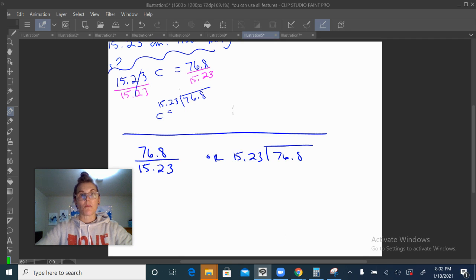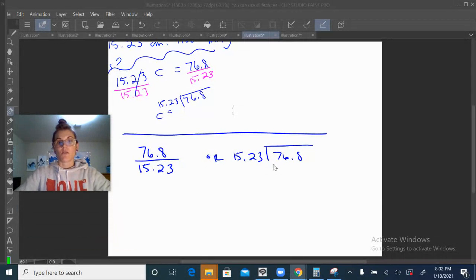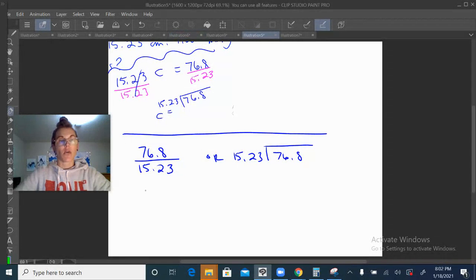Okay, so we are back. So this is where we left off. The number of chickens is 76.8 divided by 15.23. And I wanted to show it in both ways, showing it as a fraction and then with long division. Because this is a short video to recap how to do division with decimals, we're not going to complete the long division. We're just going to talk about what you do when you have decimals.